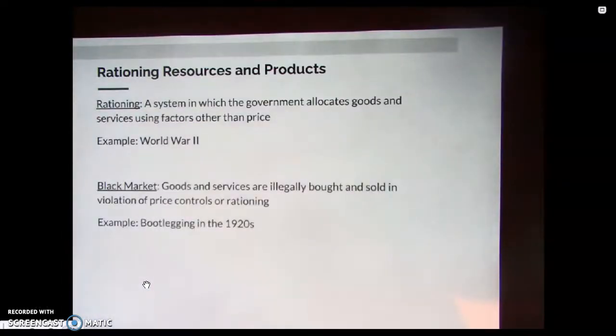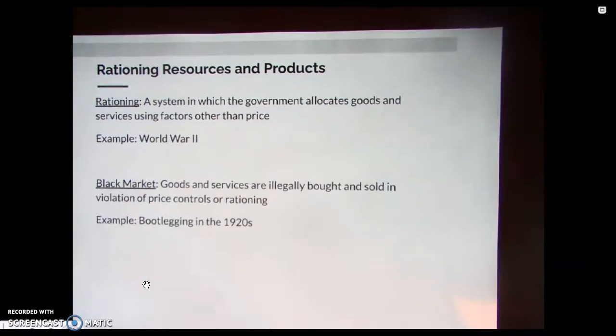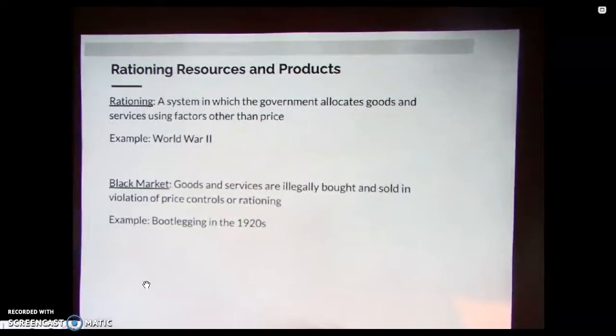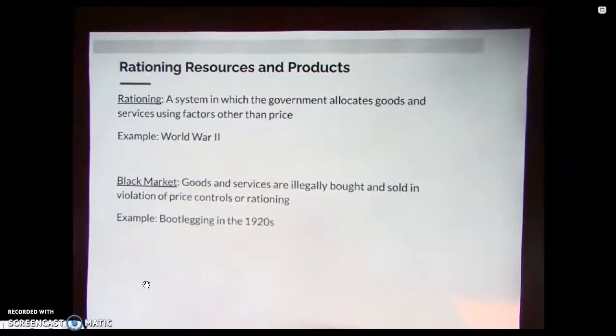The last thing we're going to talk about is kind of the effects of this government intervention. So the first one is rationing, a system in which the government allocates goods and services using factors other than price. So sometimes there's no price ceiling and no price floor. They just say, look, this is the amount that each family can have, or this is the amount that people can have because we are running low on resources. So they would force people to ration.